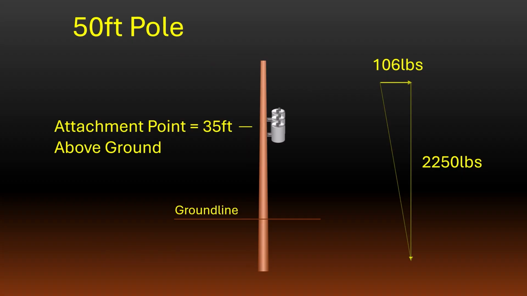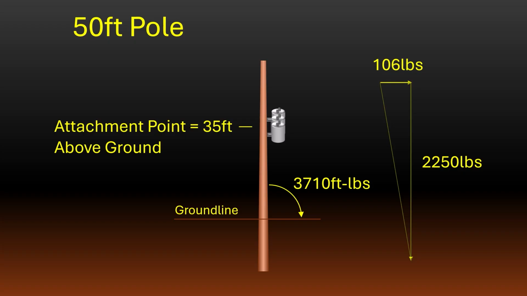Now, to compare these horizontal and vertical loads to the loading values in the standards, we need to do some converting. We'll start with the horizontal load of 106 pounds. Since this is applied to the pole at a point 35 feet above the ground line, we simply need to multiply 106 pounds by 35 feet to get a result of 3,710 foot-pounds. This is our bending moment evaluated at the ground line.